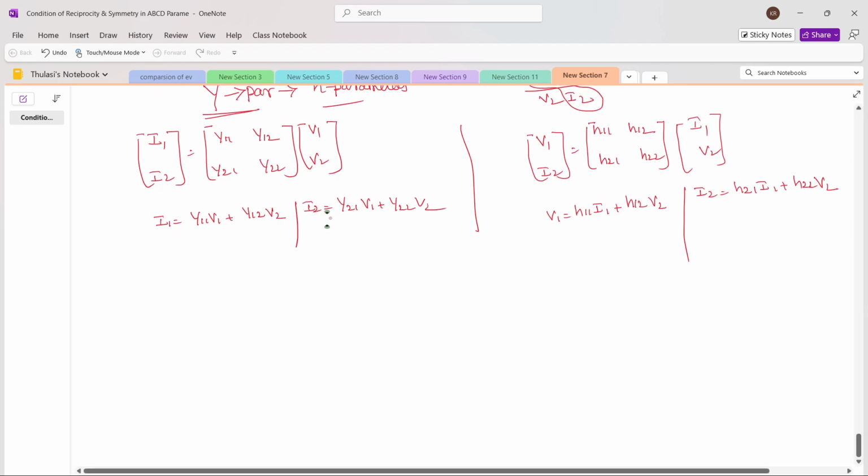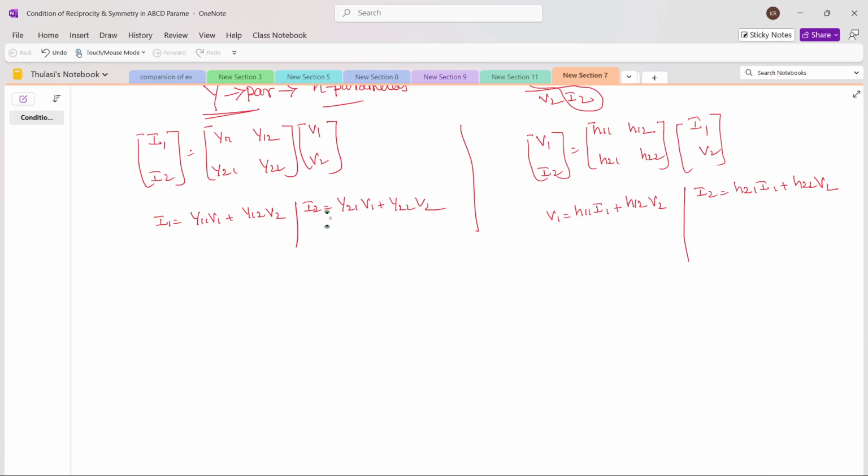Now check here. Which equation is in terms of V1 and V2? We want the equation for I1, and we require the equation of I2 to be directly in terms of V1 and V2. So I'm writing H11 I1 is equal to V1 minus H12 V2. This is the equation we have.